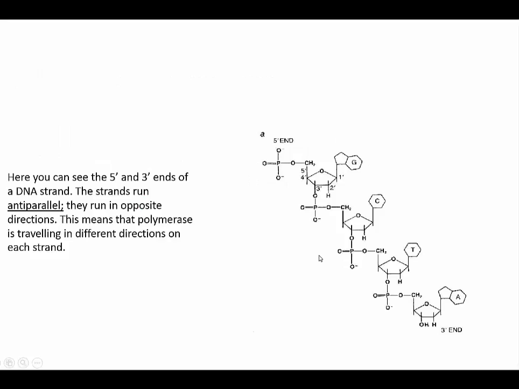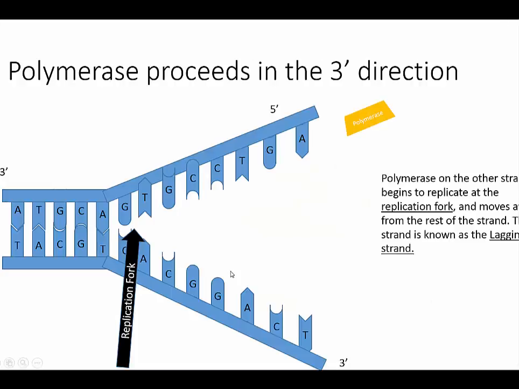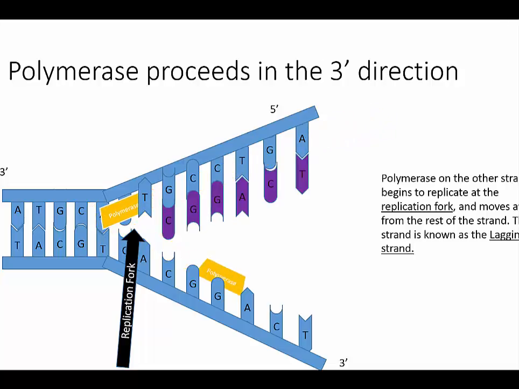So here you can see where they are bonded, and the 5' end always ends in that phosphate group, and the 3' end always ends in the third carbon. So polymerase proceeds in the 3' direction. That's the same with helicase, and that's the same with primase.